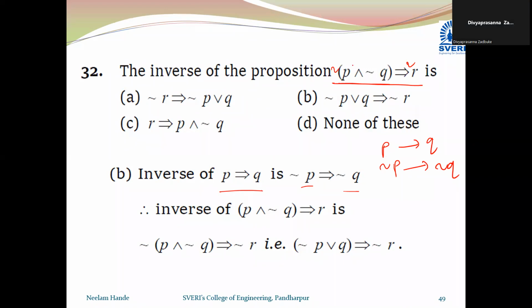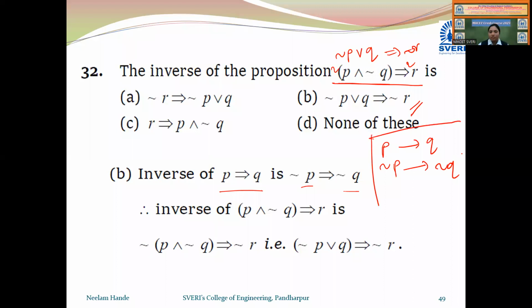Let's see if De Morgan's is needed. Negation P or, and becomes or, negation of negation Q is Q, implies negation R. Is this statement there? Yes, option B. Option B, ma'am. Number B, correct. Just remember, this is what the inverse statement is: give negation on both sides.